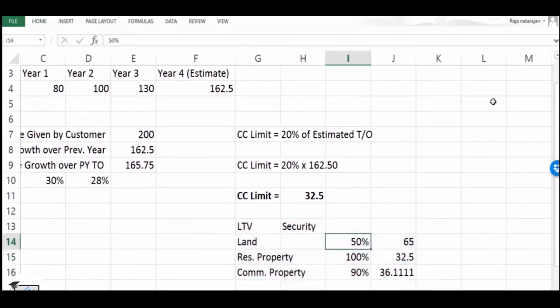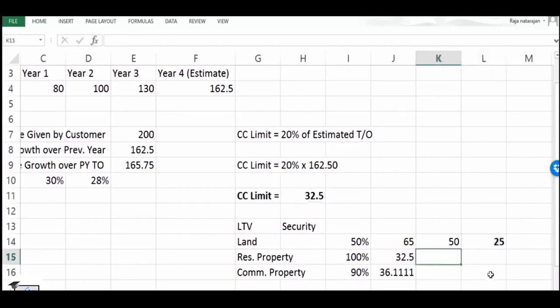Now, instead of these levels of security, let's say this particular customer has a lower amount. Say, for example, instead of having land of 65 million, let's say he has land worth only 50 million. Then in that case, 50 million multiplied by 50% based on the land value, or we say LTV, his eligibility is only 25, whereas the assessment says 32.5. In that case, the bank would compare these two. So they would go for whichever is lower. So even though the assessment permits 32.5, the security is permitting only 25, so the bank would go for 25 million.